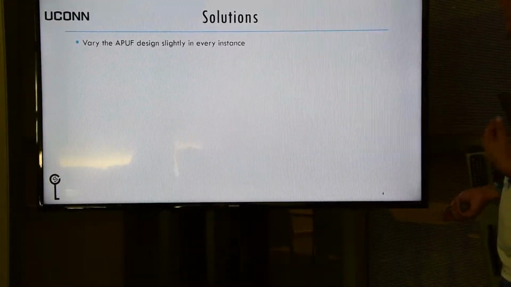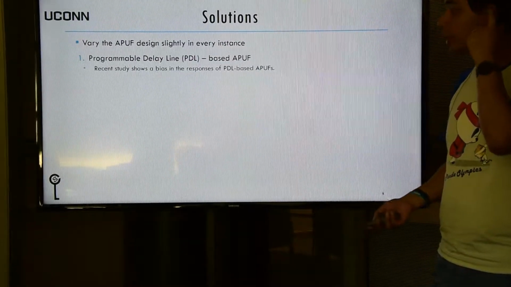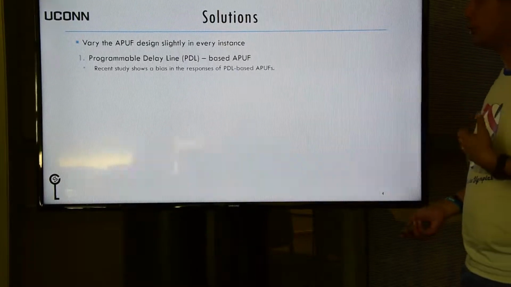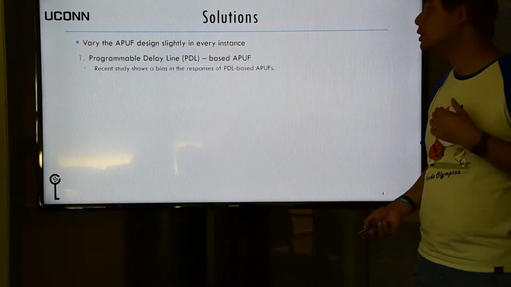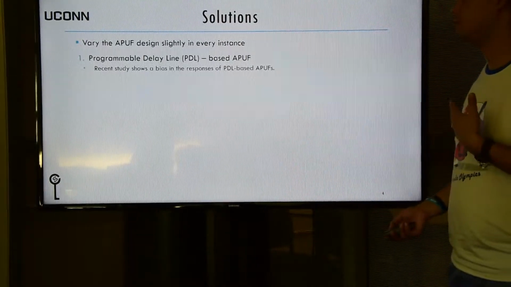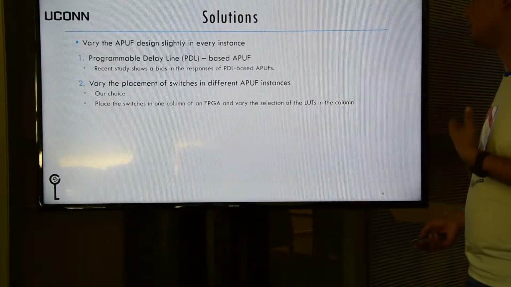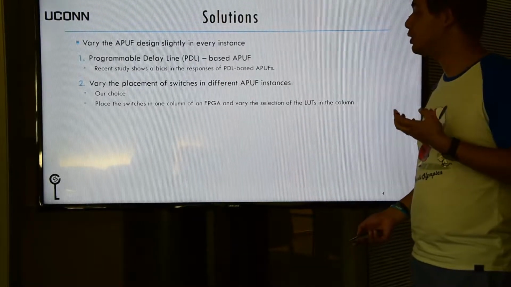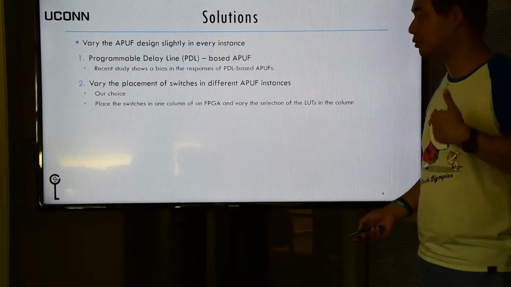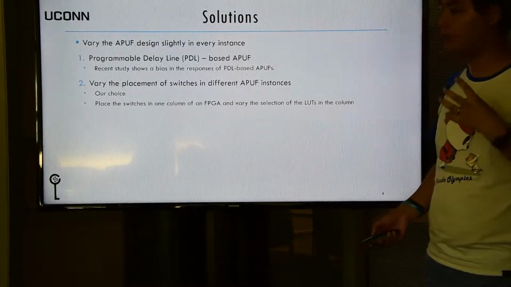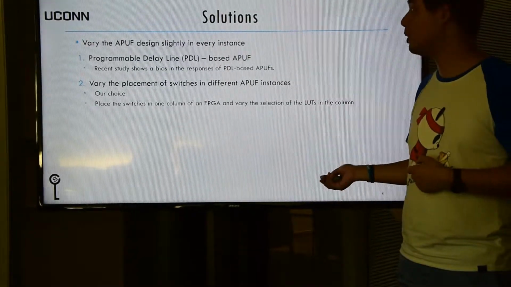So what's the solution for that? We need to vary the arbiter path design slightly in every instance. One way to do that is to use a programmable delay line, but a recent study showed a bias in the responses of this kind of PDL-based arbiter path. So we choose a different approach. We vary the placement of switches in different arbiter path instances. By placing the switches in one column of an FPGA and varying the selection of local tables in that column, we can construct different arbiter path designs.